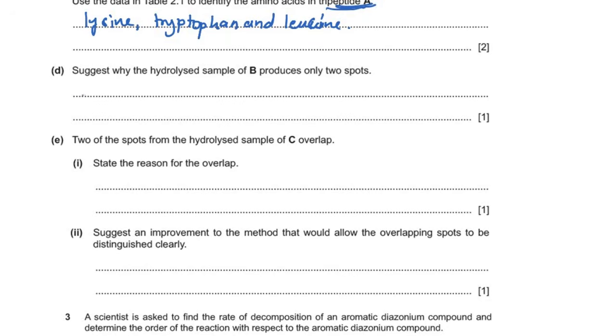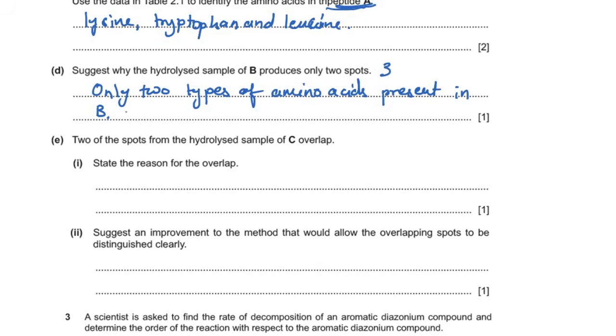Now if we are saying tripeptide, there should be at least 3 molecules of amino acids, but if 2 spots are produced, that shows that one of the amino acids must be repeated or used twice. I won't say there are only 2 amino acids present. I would say there are 2 types of amino acids present in B. That means one of the amino acids is repeated and used twice. So let me be very clear, there are 3 amino acids, but one of them is used twice.